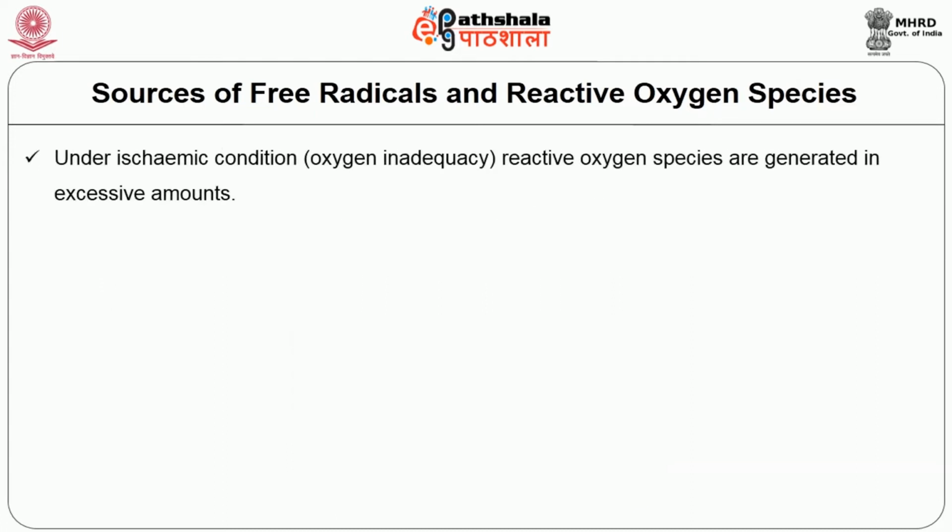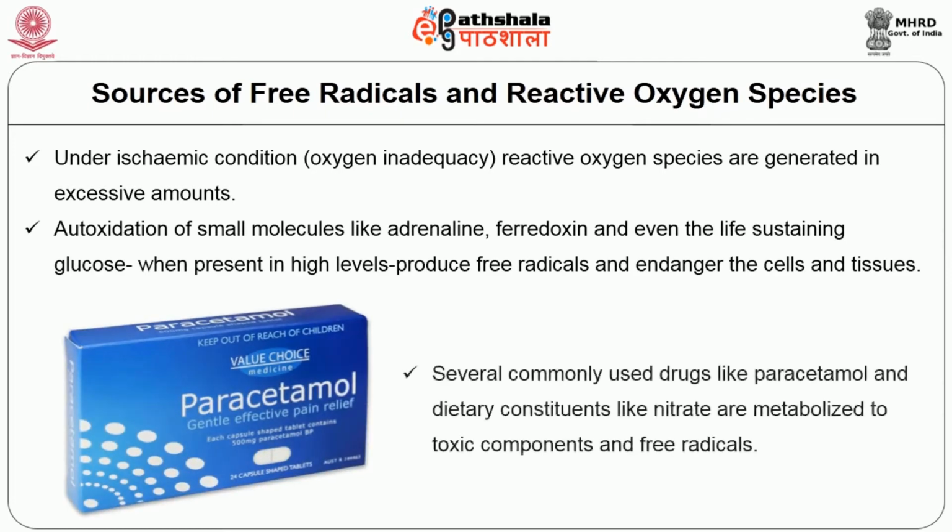Under ischemic conditions, reactive oxygen species are generated in excessive amounts. Auto-oxidation of small molecules like adrenaline, ferredoxin, and even the life-sustaining glucose, when present in high levels, produces free radicals and endangers the cells and tissues. Several commonly used drugs like paracetamol and dietary constituents like nitrate are metabolized into toxic components and free radicals.